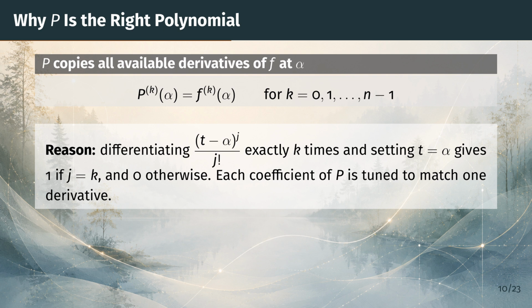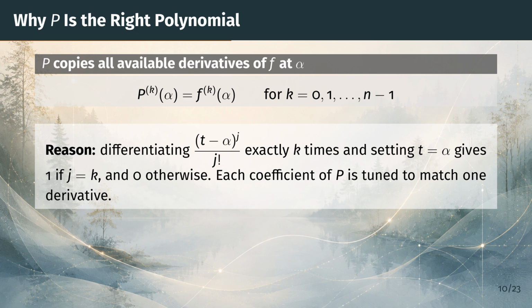Take a single building block, t minus alpha to the power j over j factorial, and differentiate it k times at alpha. If j equals k, you get exactly 1. Otherwise, you get 0, because either a positive power of t minus alpha survives, or the term has been differentiated away entirely. So each coefficient of p is tuned to match exactly one derivative of f, and no coefficient interferes with the others. This matching property is precisely what the proof will exploit.